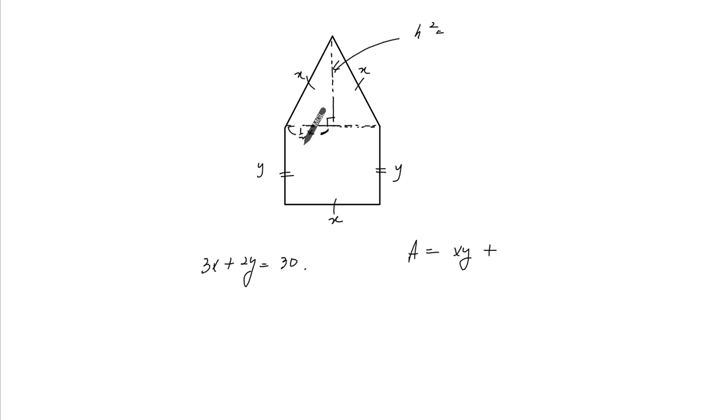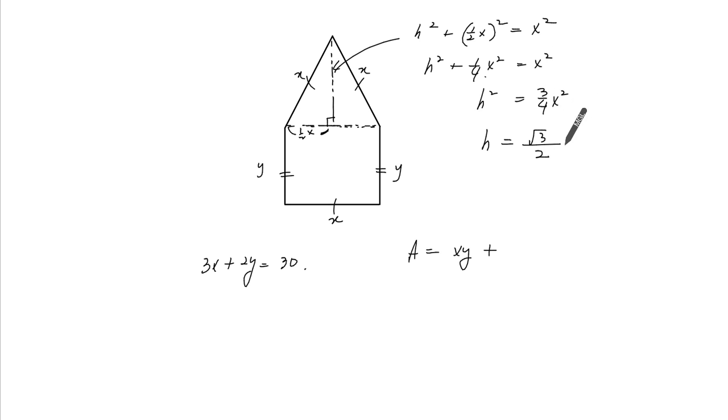Now height squared plus half of x squared is equal to x squared. From what? Pythagorean theorem, right? So we have height squared plus a quarter of x squared is equal to x squared. So height squared, if you collect these two terms, that's 1 minus a quarter, 3 over 4 x squared. So the height is going to be root 3, root 4 is 2, root x squared is x. Now we have an expression of height in terms of x.